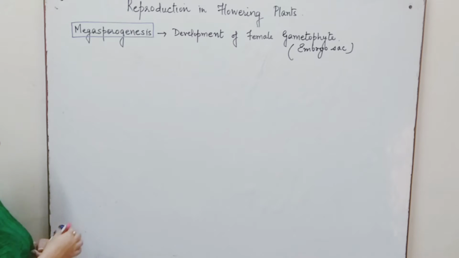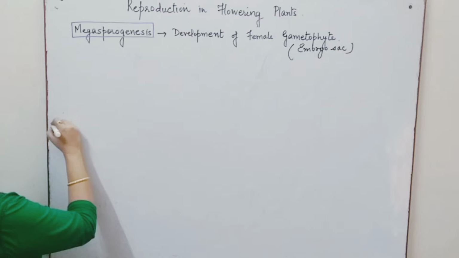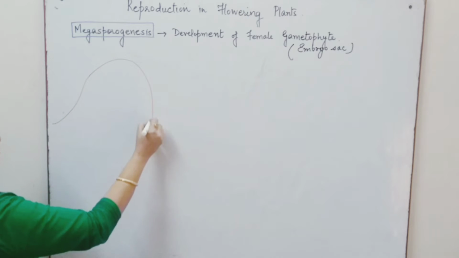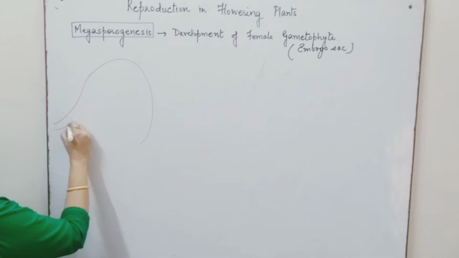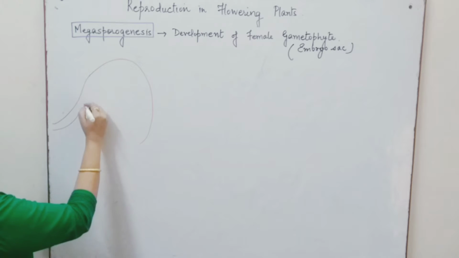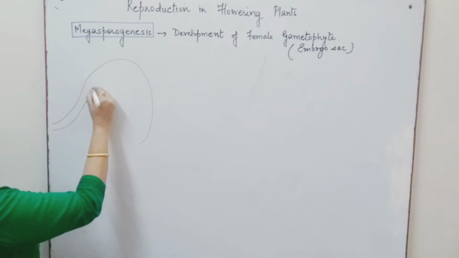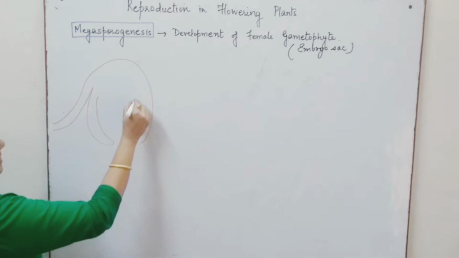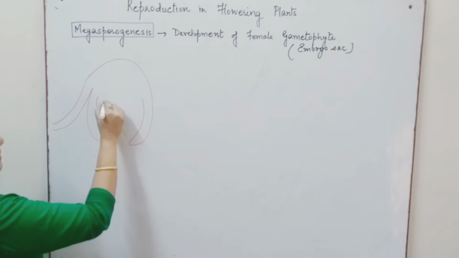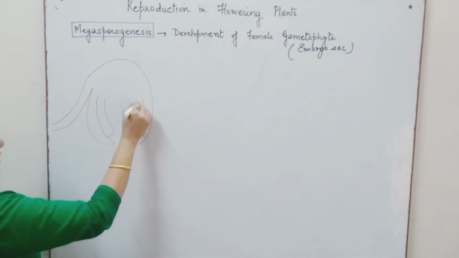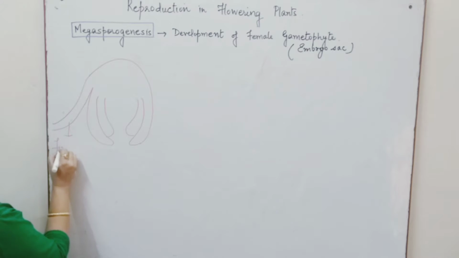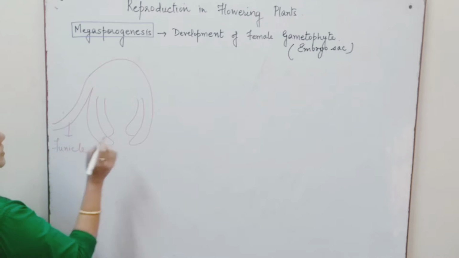Let us come back to the structure of the anatropous ovule that we have studied so far. It consists of the funicle which attaches the ovule to the placenta. Then it has the integuments, that is the outer integument as well as the inner integument. Here we are just labeling it first. This is the funicle over here.